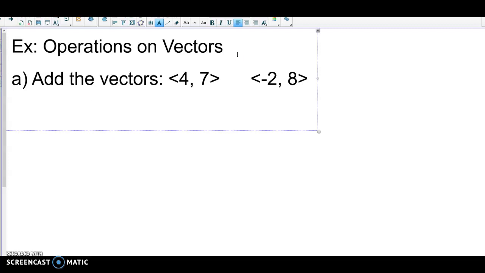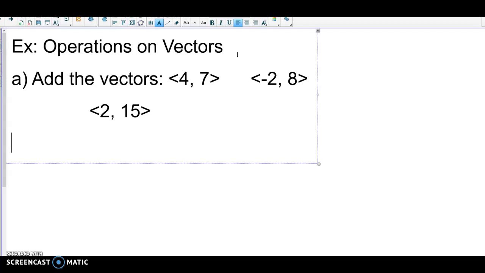Vector addition realistically is not that bad. All you've got to do is add the x coordinates, add the y coordinates. So our final answer here would be 2, 15. We just add our x's and add our y's. If we subtract vectors, it's a similar concept.